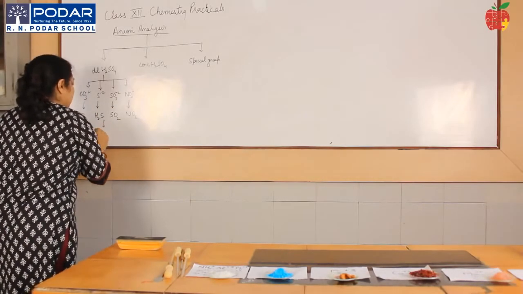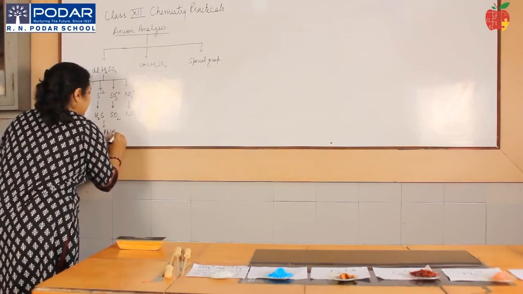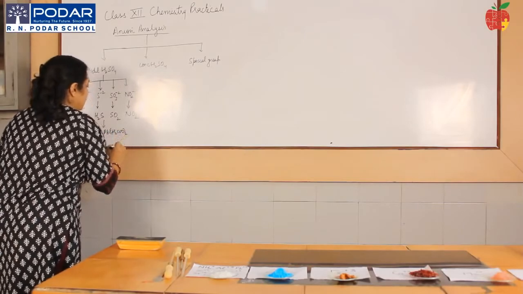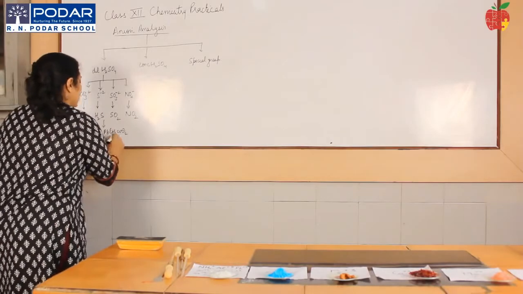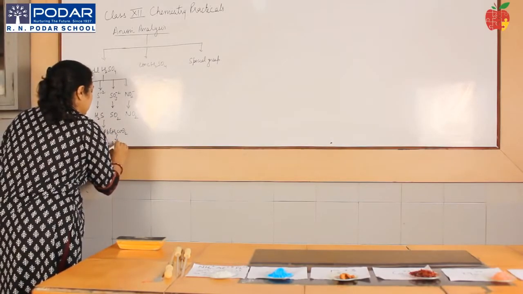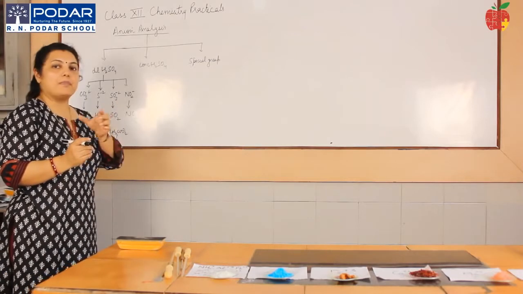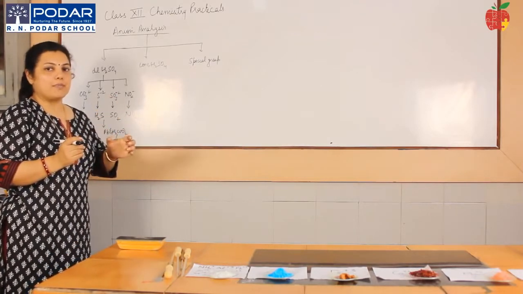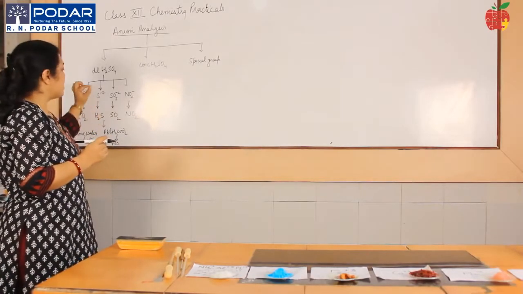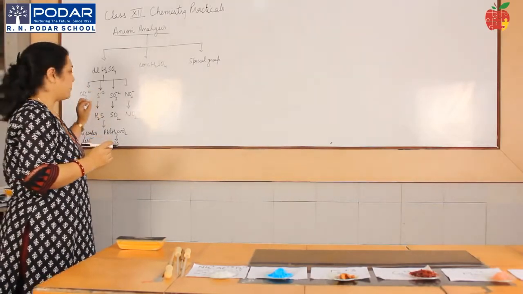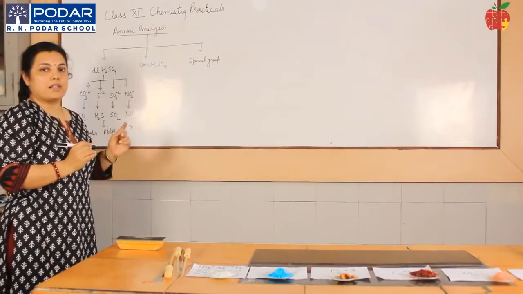H2S, how do we verify it? With a lead acetate paper. If I use a lead acetate paper, what will happen? Your lead acetate reacts with H2S to give you PbS, which is blackish brown in color. So you will have a blackish deposit on the lead acetate paper, which will verify the gas given out is H2S, which will further give you an idea that the anion is S-2.